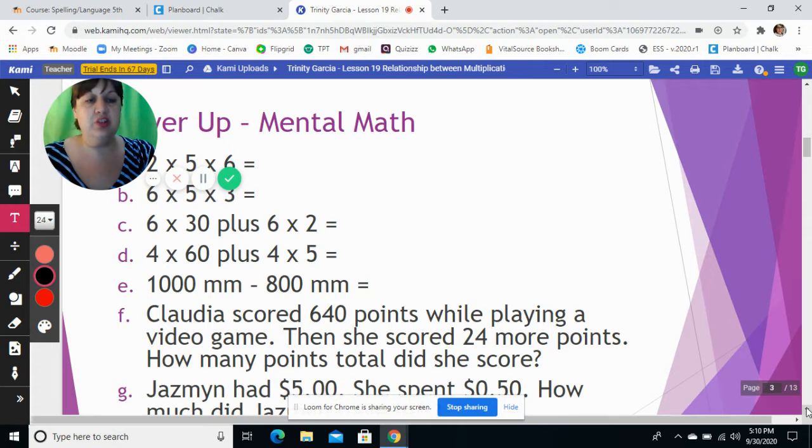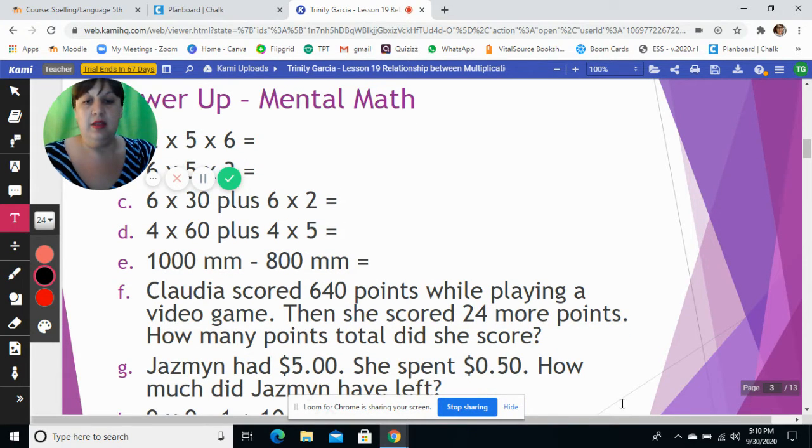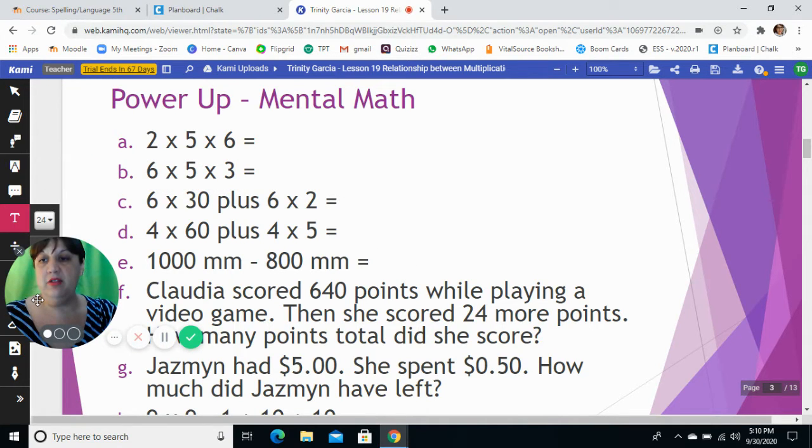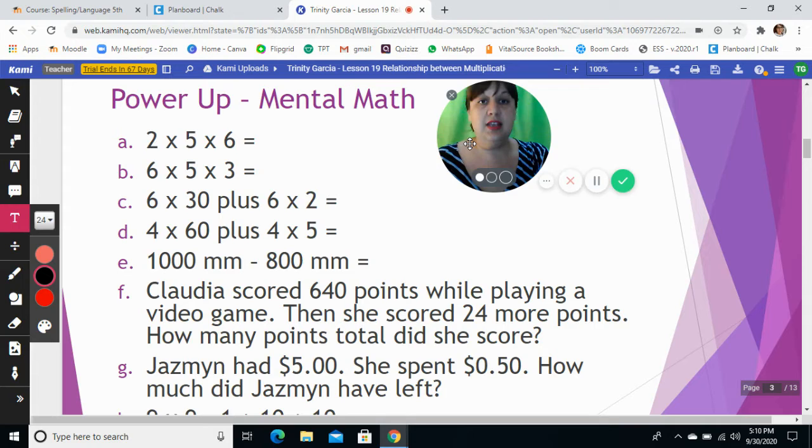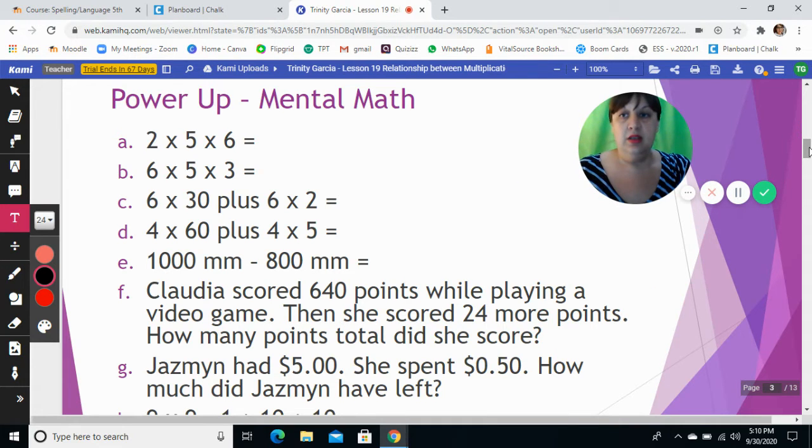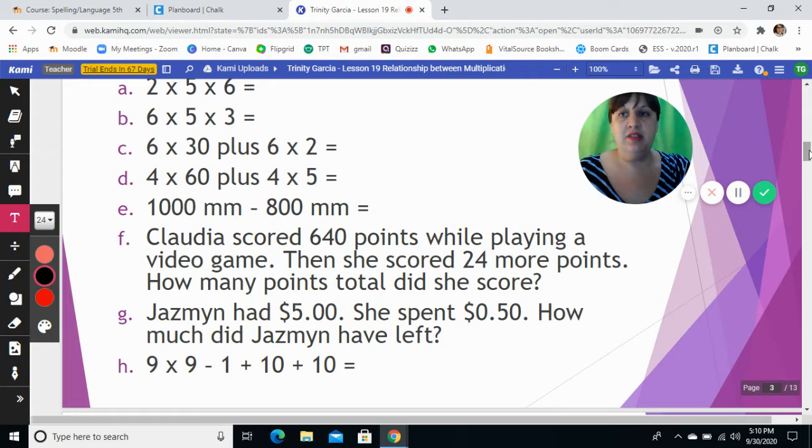So here is your Power Up Mental Math. I'm going to leave it here up on the screen for you for a moment. Let me move my little talking head out of the way so you can see all of the picture. Write Power Up Mental Math and then label A through H on your paper down the side, just like it is on the screen. You do not need to write out the problem, but you can if it helps you. You always can, but you don't have to. Go ahead and solve each one, do your very best, and then when you're done, push play.